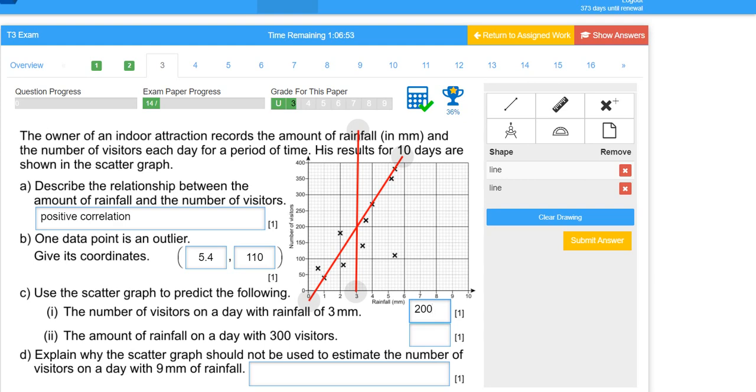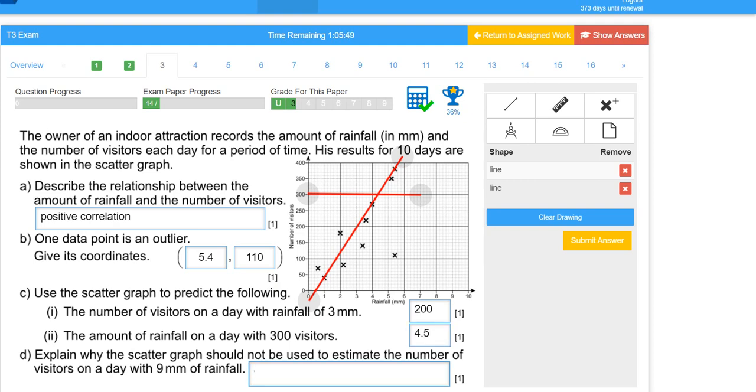And then we're asked, what's the amount of rainfall on a day with 300 visitors? Well, again, I'm going to drop a line there. Let's put one up to 300. And let's just move this and see where we're at. That looks to me like about 4.3, 4.4, maybe 4.5. It's kind of hard to see there. I'll go for 4.5 and see what it says.